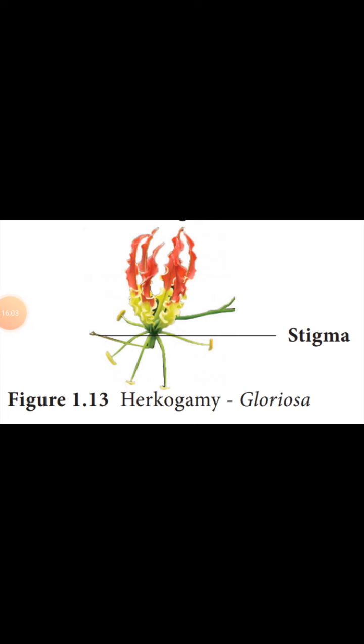So, I repeat it again. Herkogamy means the organs are arranged in such a way that self pollination becomes impossible. The style is reflected away from the stamen. See where the style is placed and where the stigma is placed. Gloriosa superba is one of the plants especially adapted to cross pollination because it has herkogamy.